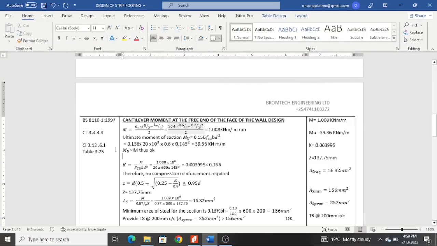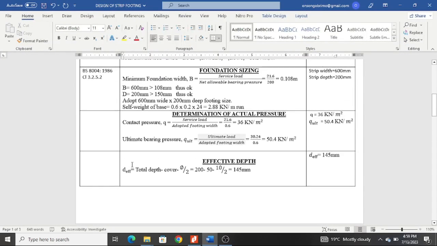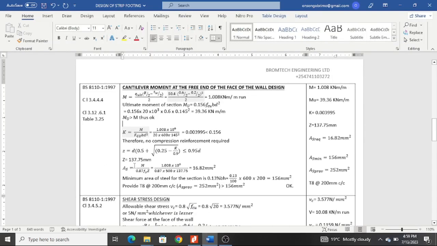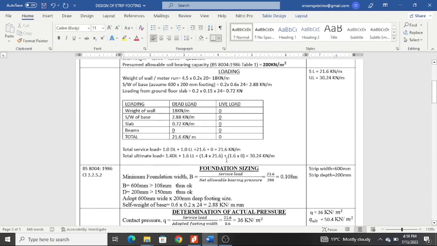2.4.3.1.1. We can note that here. Where was that? We were doing summation of moments here. This was not noted. So this was the British Standard 8110, part 1 of the 1997 code.